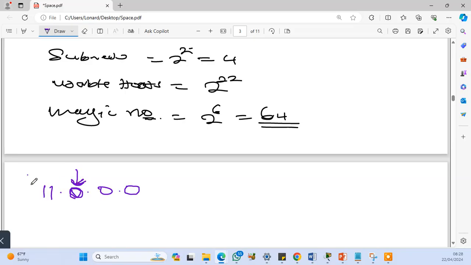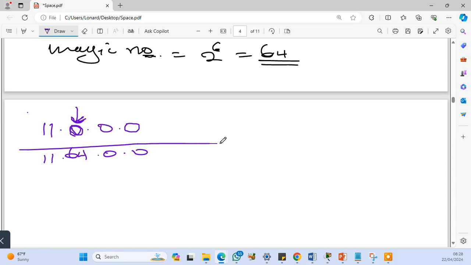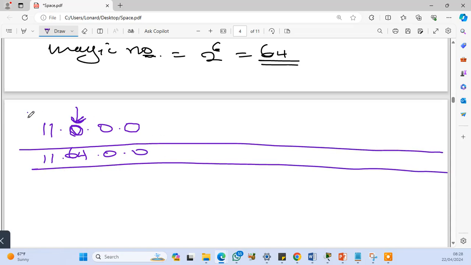But the magic number I'm going to add, now that it's a 64, it is a 64. So the answer that I will get, I will just subtract a 1. Because this one here will take me to another, because as you can see, it will be 11 dot this, then dot 0 dot 0. So this is another subnet, or another group. So I cannot maintain it if I add the magic number on this.